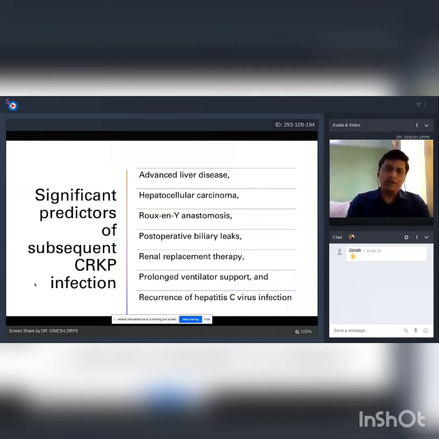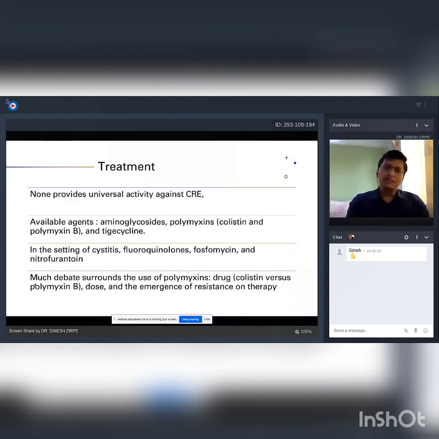So what are the significant predictors of subsequent CRKP infection? Obviously, one is colonization pre-transplant. Other things are if the patient has advanced liver disease like MELD more than 30, the patient has HCC, a low anastomosis, post-operative major issues like biliary leak, re-exploration, then the patient requiring dialysis or prolonged ventilatory support, and then recurrence of hepatitis C virus. So how do you treat CRE? This is the most controversial thing currently.